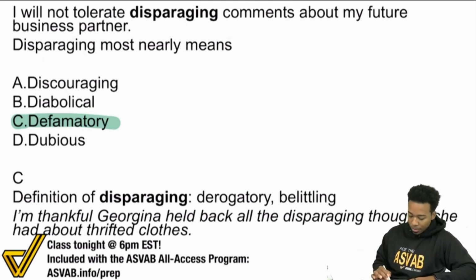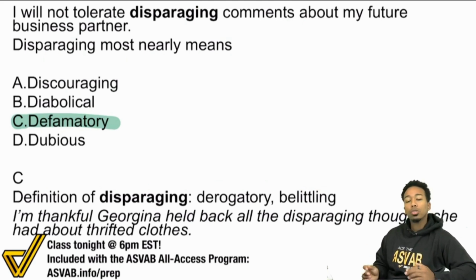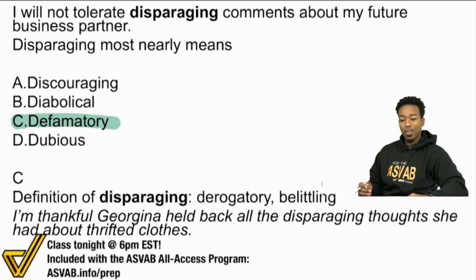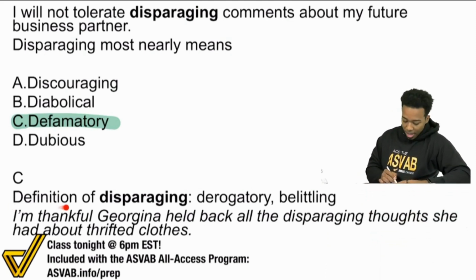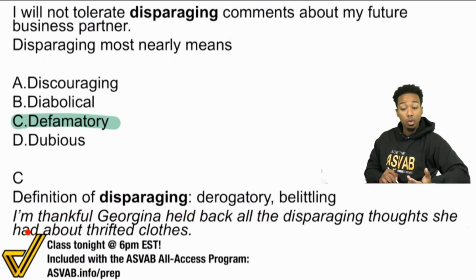The definition is derogatory, belittling, defamatory. Those all work. So we just used the definition and some synonyms. So those are the first two levels of learning. The third level is going to be using the word in a sentence right over here. So I'm thankful Georgina held back all the disparaging thoughts she had about thrifted clothes. So all those bad thoughts, all those defamatory or derogatory or belittling thoughts she had about thrifted clothes.